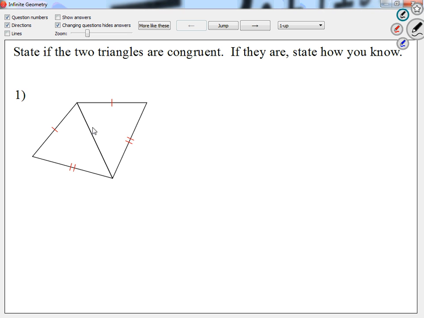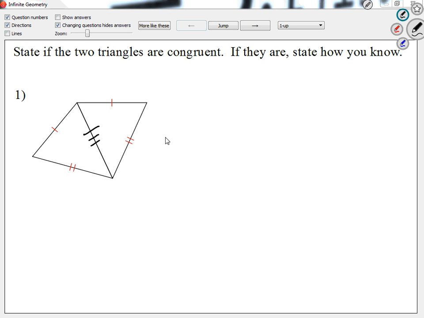I can legally mark the third side. I can legally mark this side because both triangles share it. So even though it was not marked, I can legally mark it because both triangles share it. Do I have the same three sides on one triangle as the three sides on the other triangle? Yes. So they are congruent.